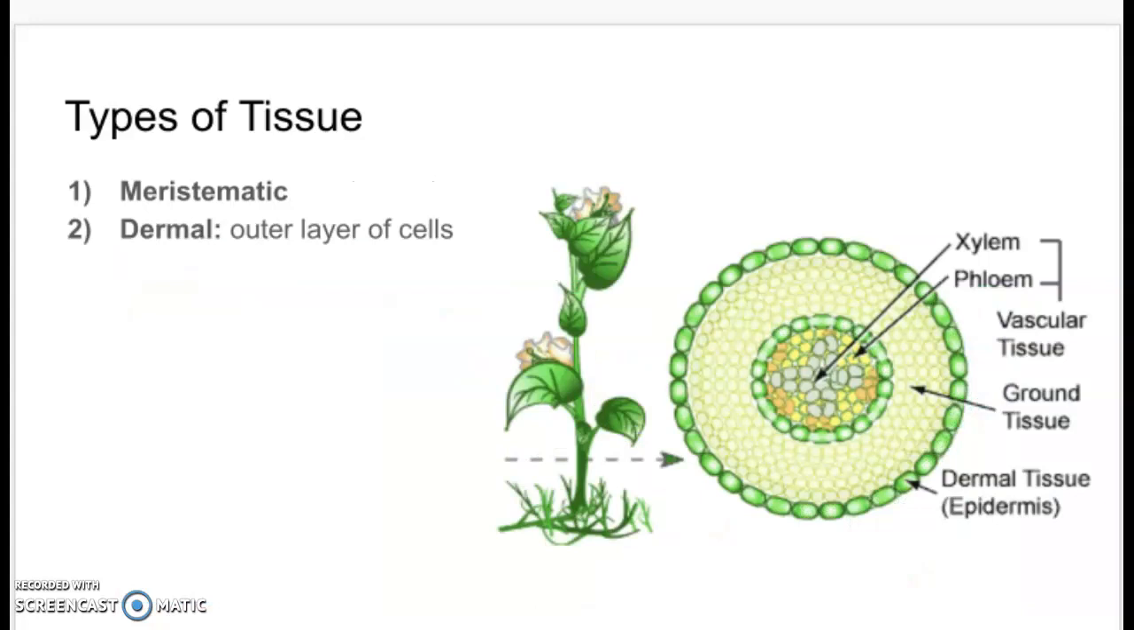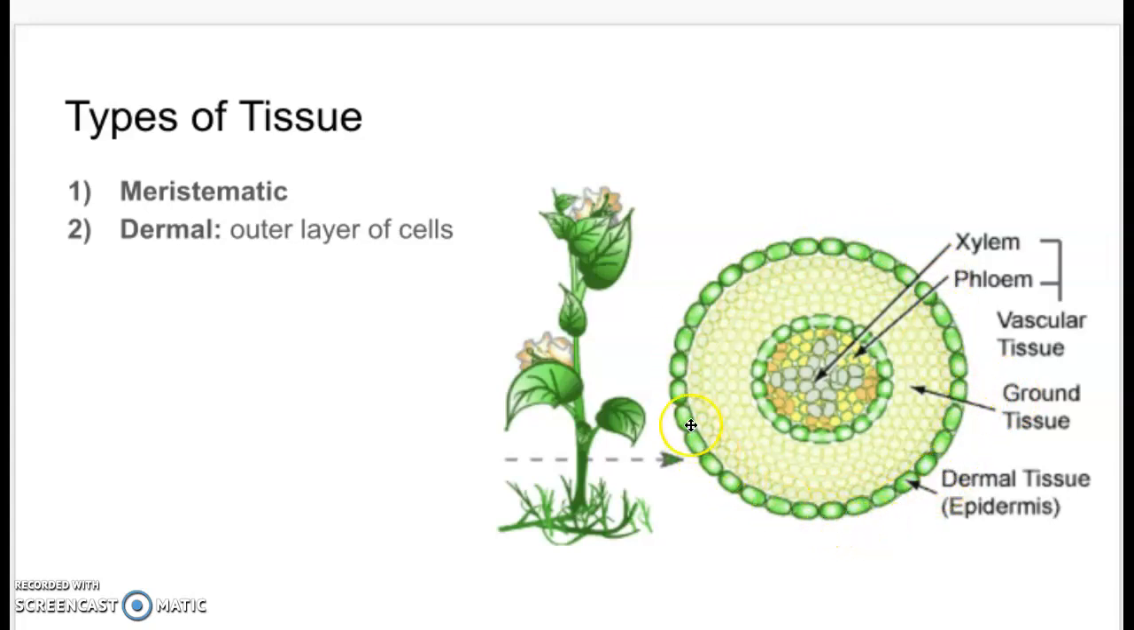The next type of tissue that you would find is dermal. So look what it says, dermal, outer layer of cells. The dermal tissue is like the shield or the protective layer. In humans, it would be the skin of the plant. And so you see this little beaded wall here. That is the plant's dermal tissue.